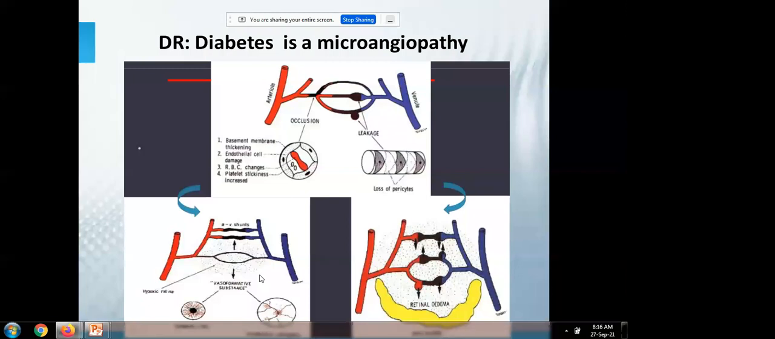Then you end up with abnormal new blood vessels, neovascularization. In a nutshell, that's what I want you to take home. Occlusion causes ischemia, ischemia causes VEGF, and that will cause abnormal blood vessels. Now, these abnormal blood vessels are the nightmare we don't want. They can bleed anytime and cause vitreous hemorrhage, and the patient can become blind.